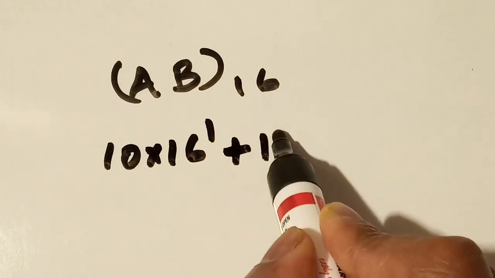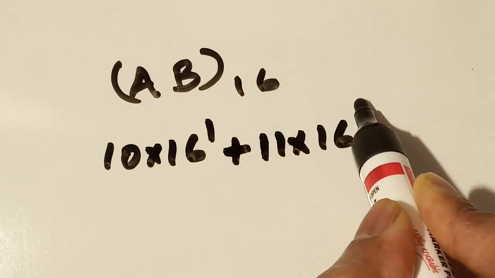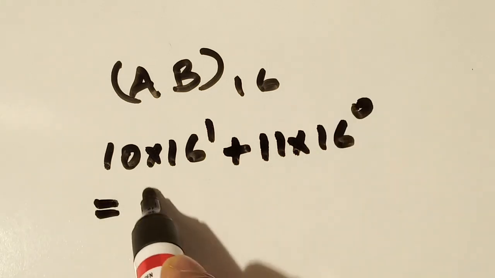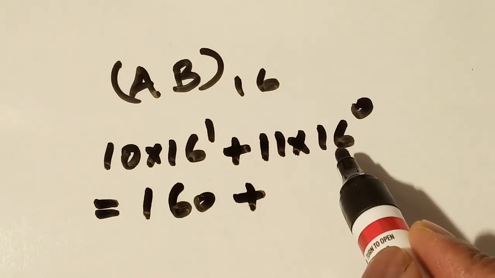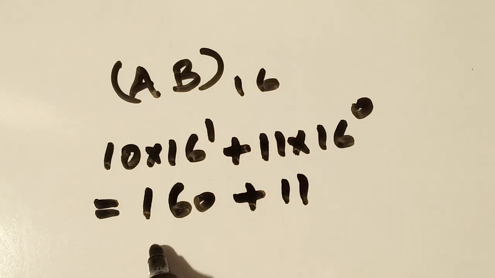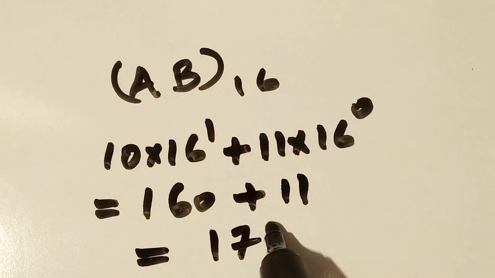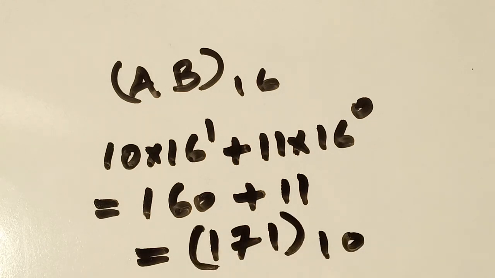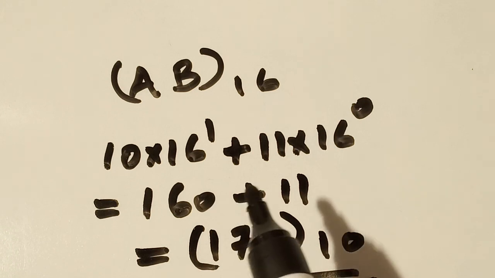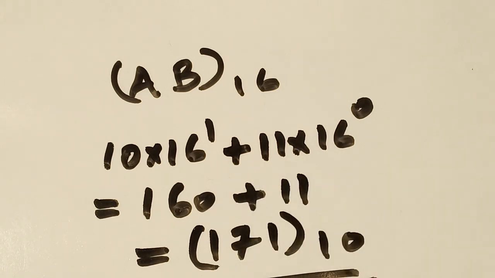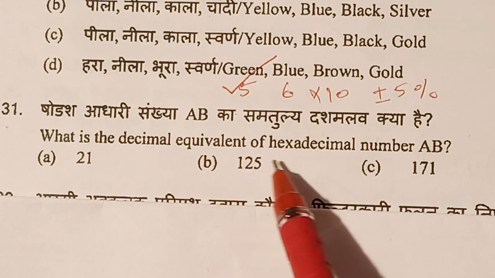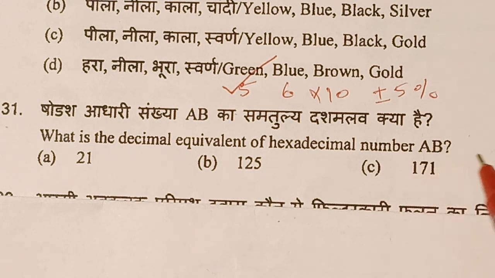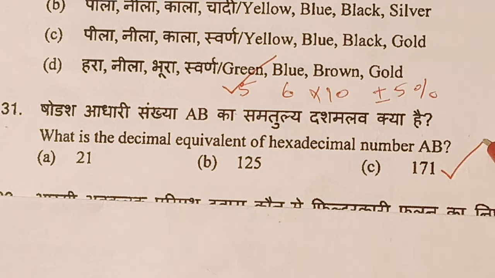B is 11. 11 multiplied by 16 to the power 0, which equals 160, plus any number to the power 0 equals 1, so 11. So the answer is 171 in decimal number. So AB to the base 16 equals 171 to the base 10. So for question number 31, the decimal equivalent of hexadecimal number AB is option C, 171.